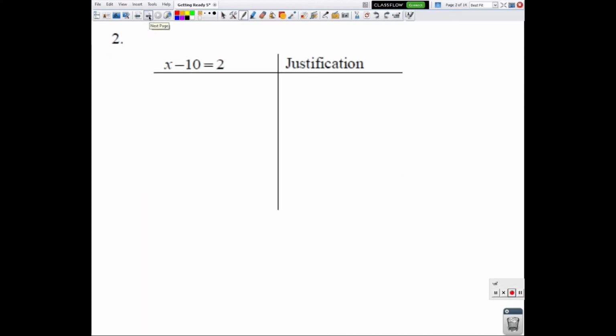Number 2, x minus 10 equals 2. Since it's subtracting 10, we're going to add 10 to both sides. That will give us x equals 12. The justification for that would be the addition property of equality.